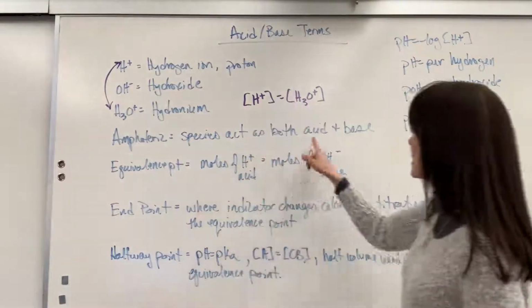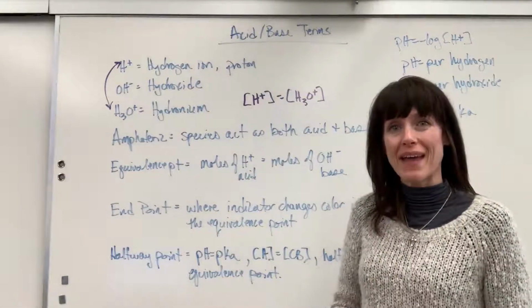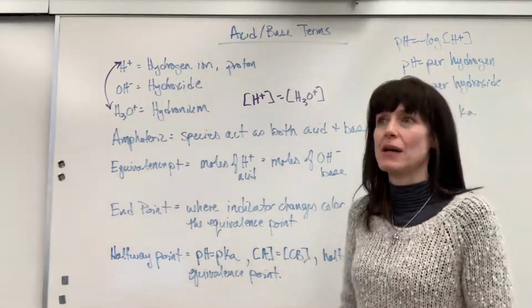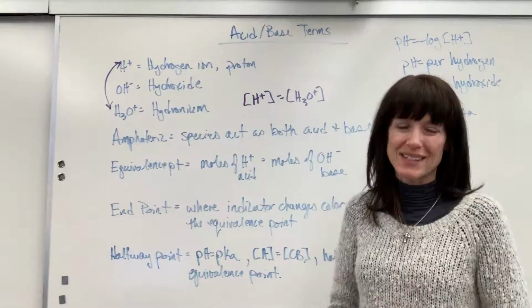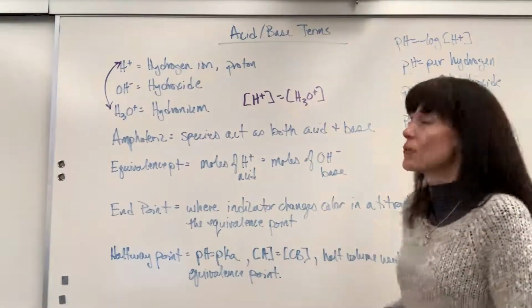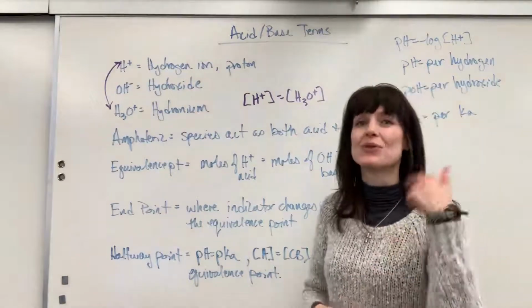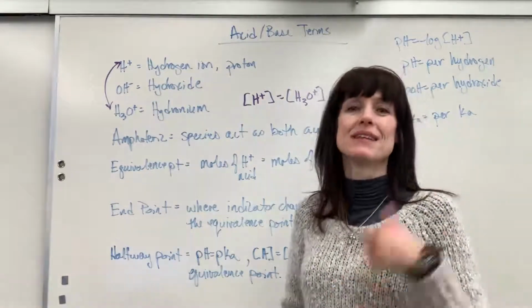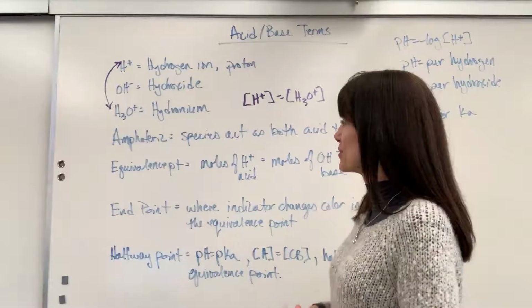All right, amphoteric. That is a species that can act as both an acid or a base. Water is a good example. Something like hydrogen carbonate would also be an example. It can either gain a hydrogen or lose a hydrogen. Remember, an acid is going to donate a hydrogen, a base is going to accept a hydrogen.